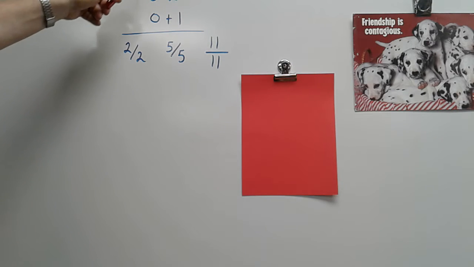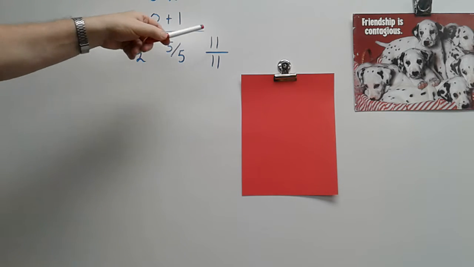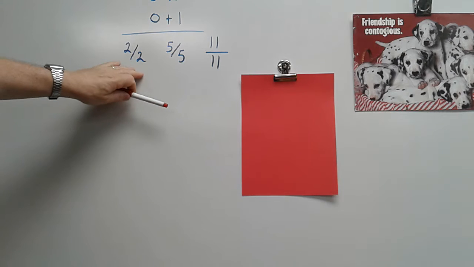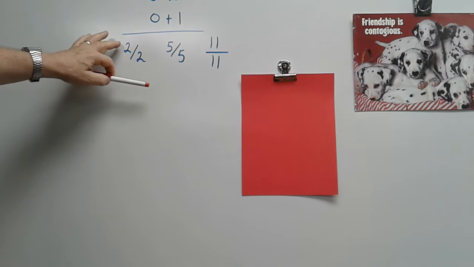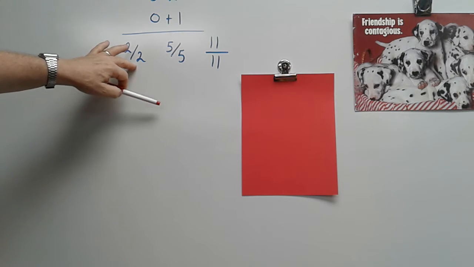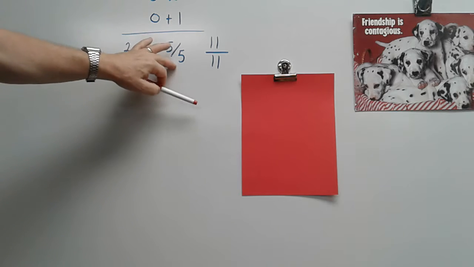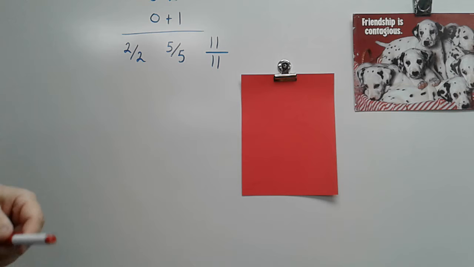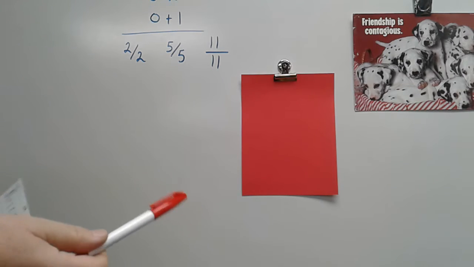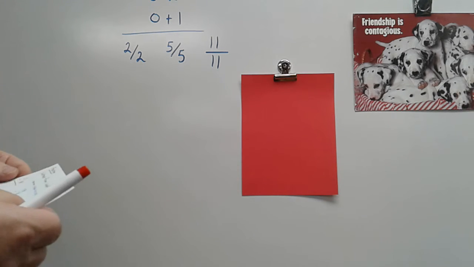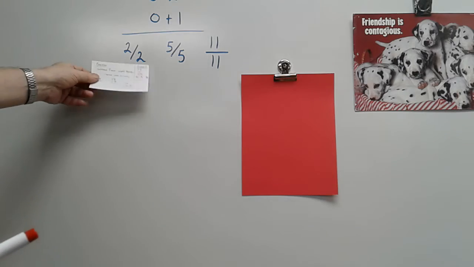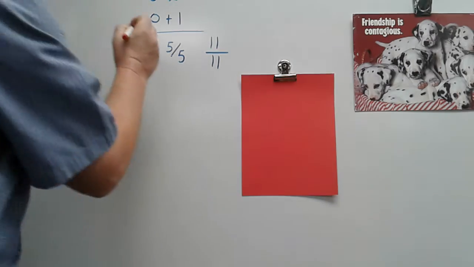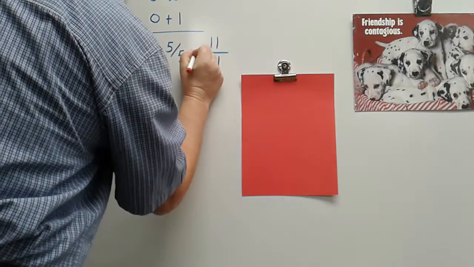So some ways of renaming 1, you can say 3 minus 2. That's 1. 0 plus 1. And then when you work with fractions, when the numerator and the denominator are the same, that's another way of saying 1. So 2 halves, 5 fifths, 11 elevenths, 100 over 100. Those are all ways of renaming 1 or saying 1. So these are equivalent because they all equal 1.